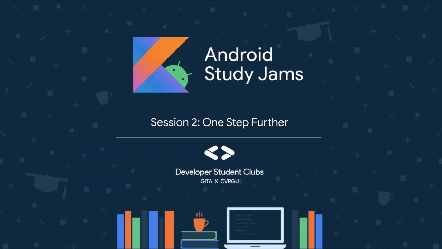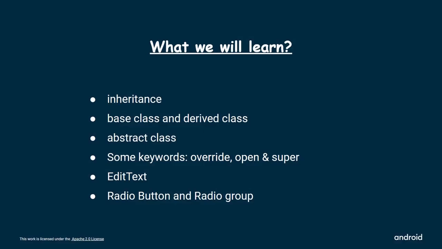So let's start this session and learn some new things about Android and Kotlin. So the question is what we are going to learn in this session. In this session, we will learn about the concept of inheritance, which class is referred as base class and which class is referred as derived class. We will also learn about the abstract class, how abstract class is used as base class so that other classes inherit its features. We will see how the override, open and super keywords are used in inheritance, and then we will learn about some Android UI components like edit text.